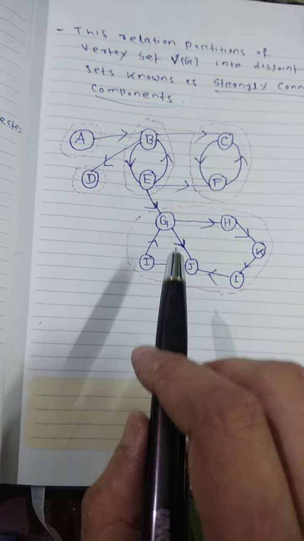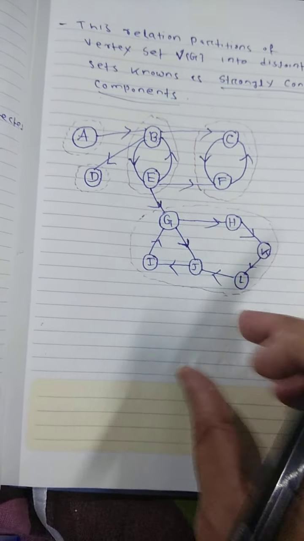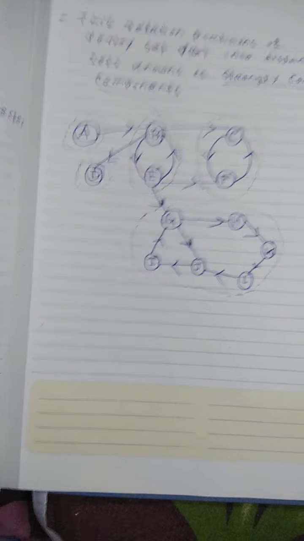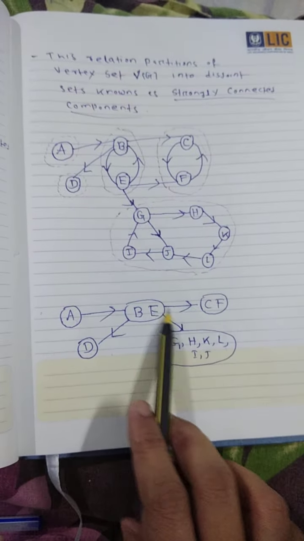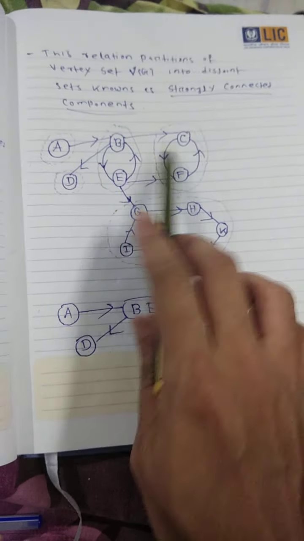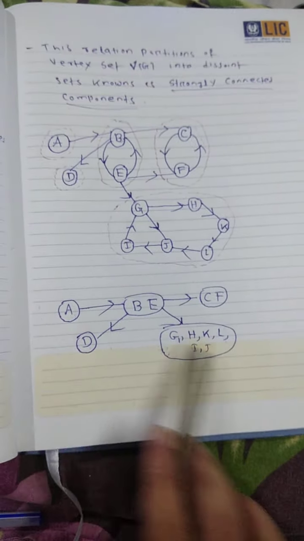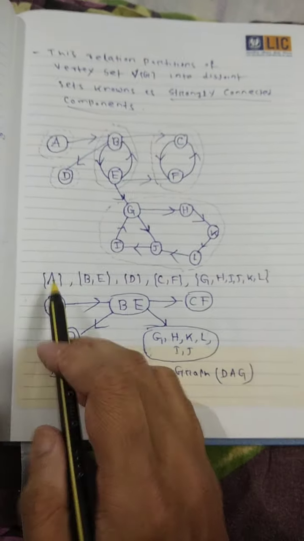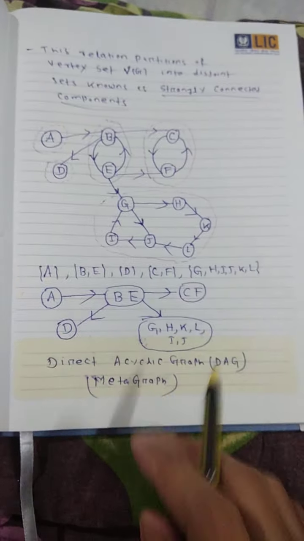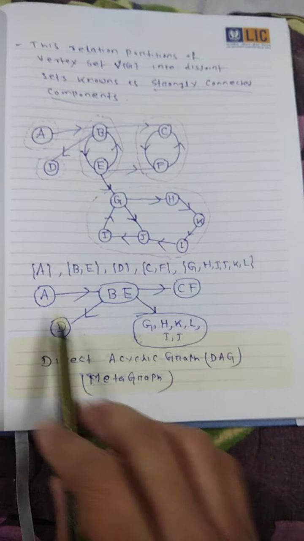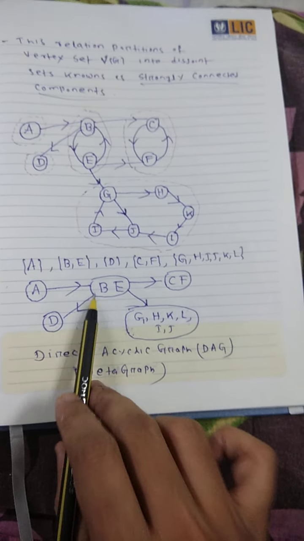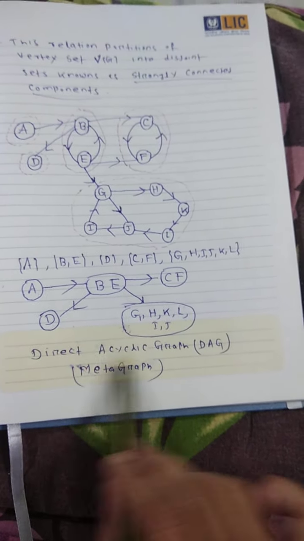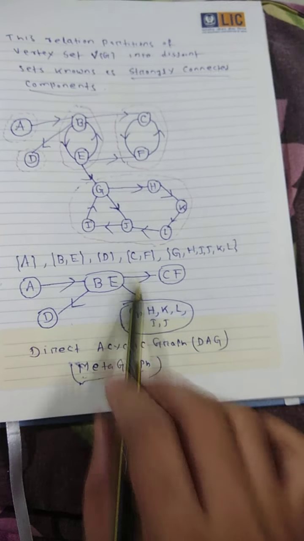By using these strongly connected components, the directed acyclic graph will be drawn. I am drawing the directed acyclic graph of this graph using these strongly connected components. These are some strongly connected components; for B, I am taking a single vertex. Some of these contain cycles, so I am drawing the directed acyclic graph. Here no cycle is present because I am taking each strongly connected component as a vertex. So this is the directed acyclic graph, also called the meta graph of the respective graph.